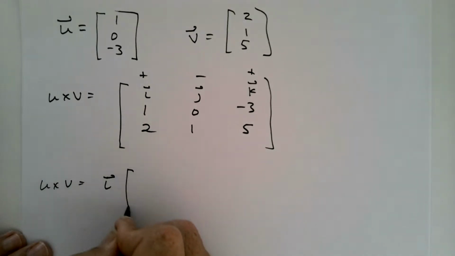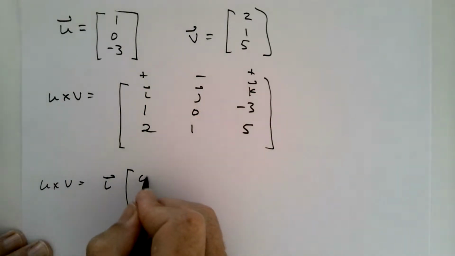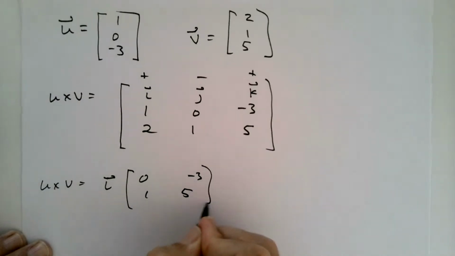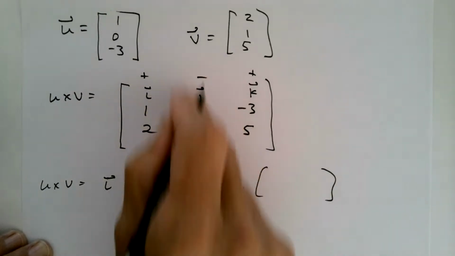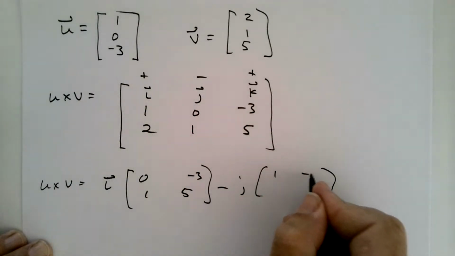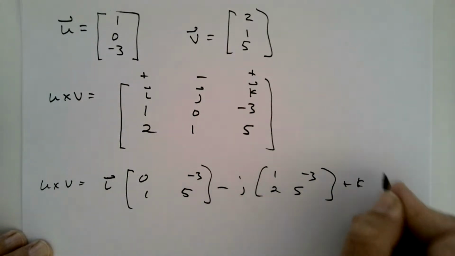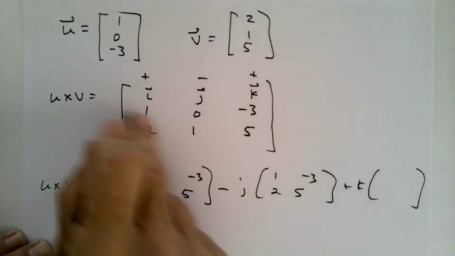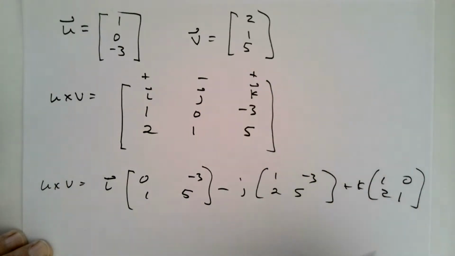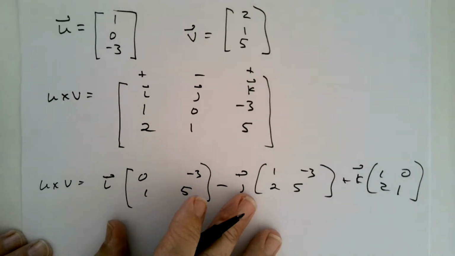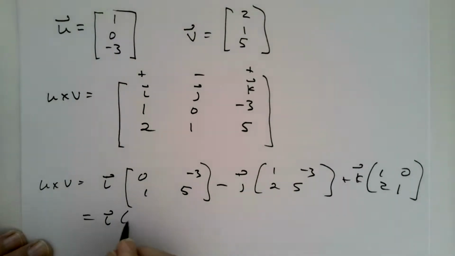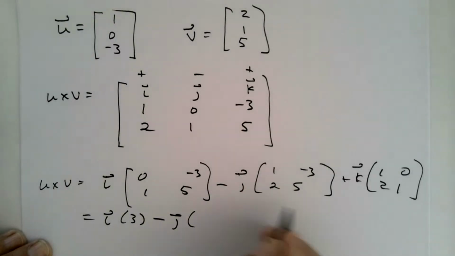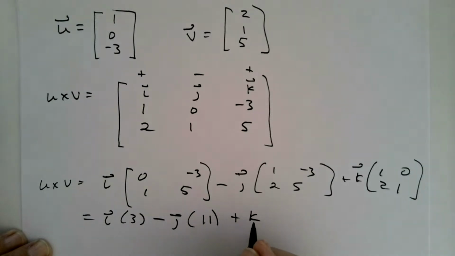I times its minor: cross out the row, cross out the column, 0, negative 3, 1, 5. Minus j times its minor: cross out the column, cross out the row, 1, negative 3, 2, 5. Plus k, cross out the row, cross out the column, 1, 0, 2, 1. Do the determinants. 0 minus negative 3 gives me 3i. 5 minus negative 6, 5 plus 6 is 11, minus j times 11. Plus k times 1 minus 0, which is 1.